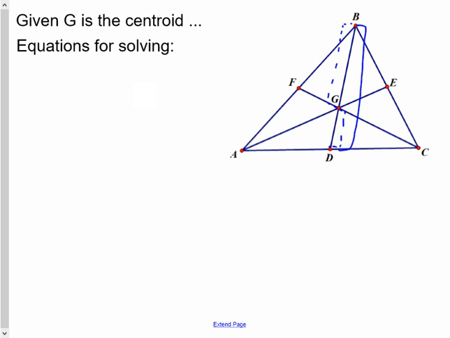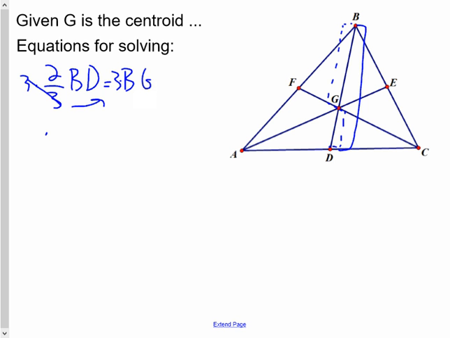Now I like to simplify it a little bit, right? So instead of dealing with all these fractions, 2/3 of the whole equals that piece, why don't we just multiply here? We get 3BG equals 2BD, right? We cross multiply there. One more time showing that: times 3 to both sides, and we get 2BD equals 3BG.